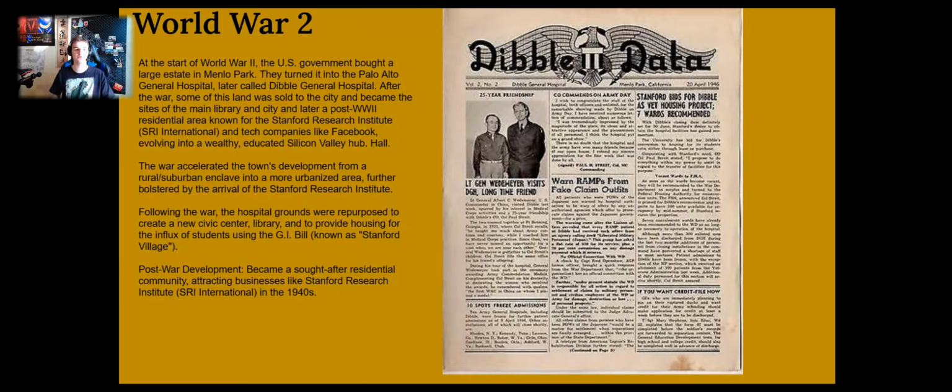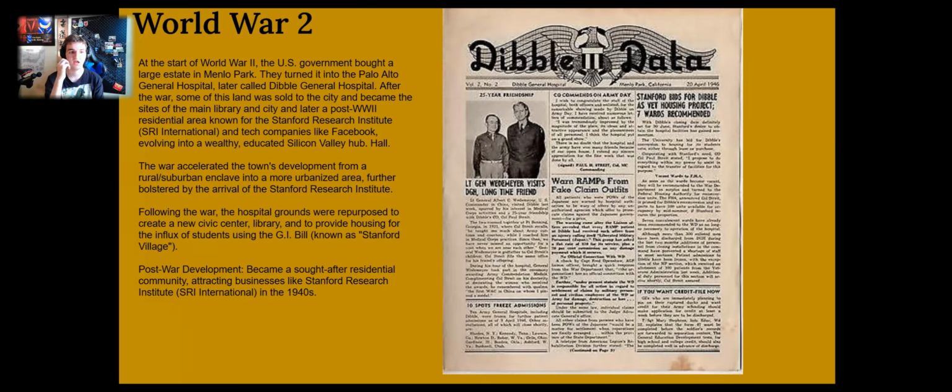At the start of World War II, the U.S. government bought a large estate in Menlo Park. They turned it into a general hospital called the Dibble General Hospital. After the war, some of this land was then sold to the city, and it became the site of the main library.